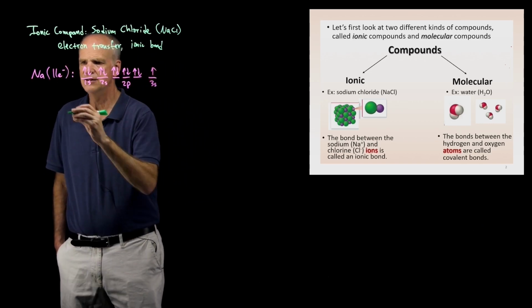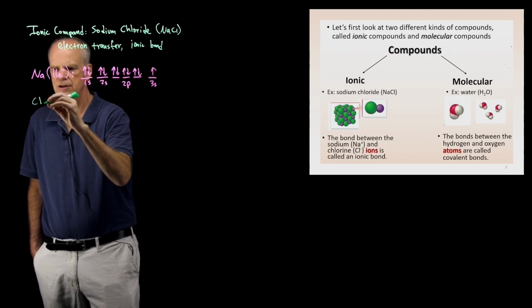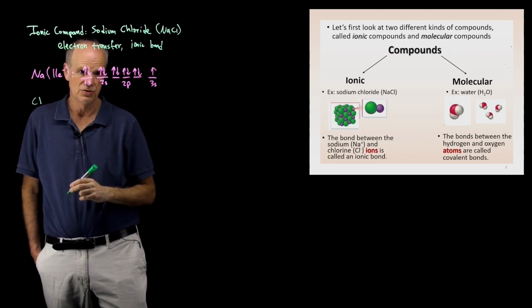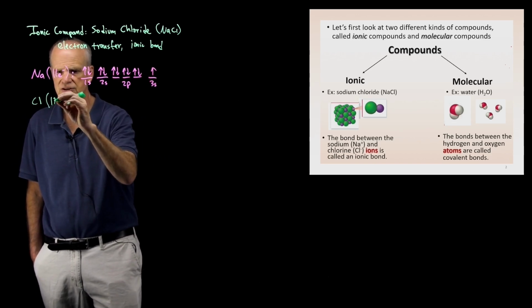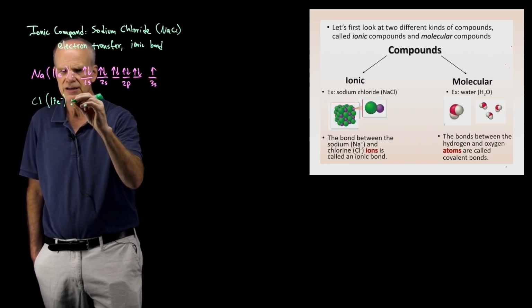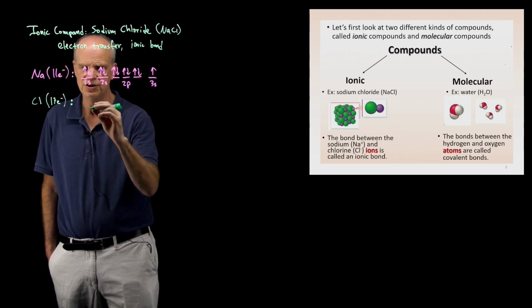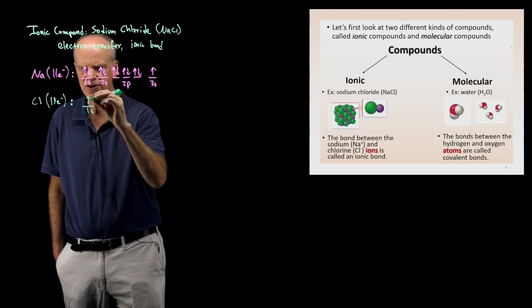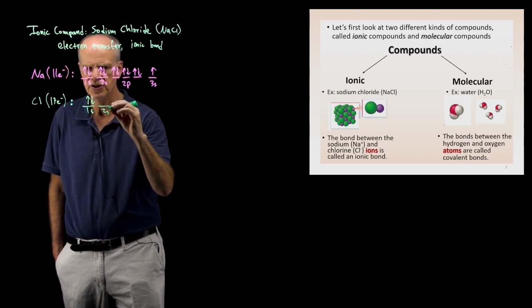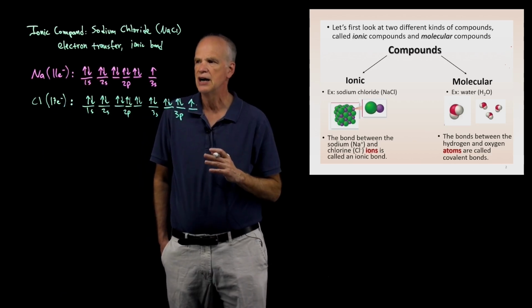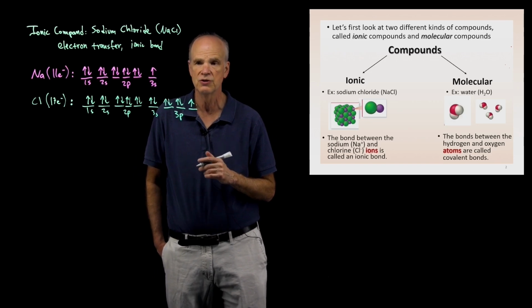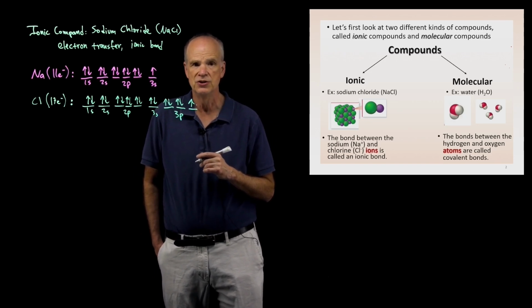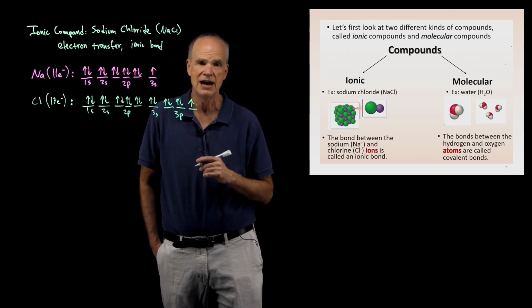So chlorine, what we're going to do is look up chlorine's location in the periodic table, and you see it has atomic number 17, so it has 17 electrons. So we need to write out its orbital configuration. It's like this. I'm hoping you can do this on your own. Okay, so I have completed the electron configurations for the neutral sodium and chlorine atoms. And so now I want to describe how you have electron transfer from one atom to another to create ions.